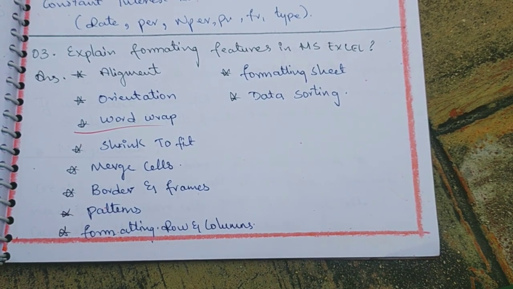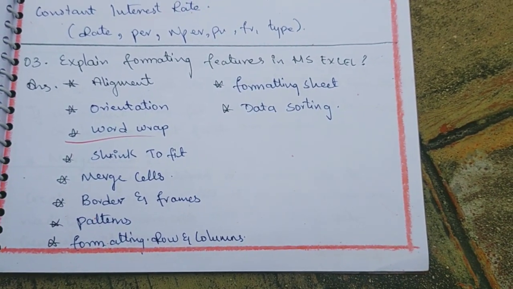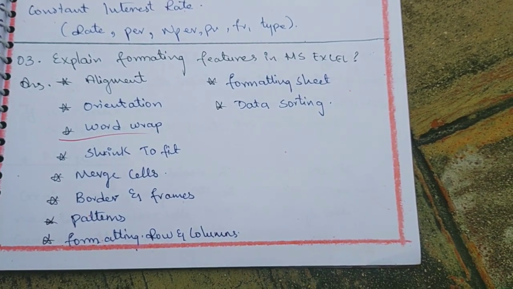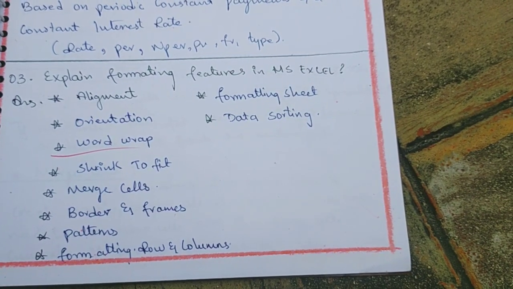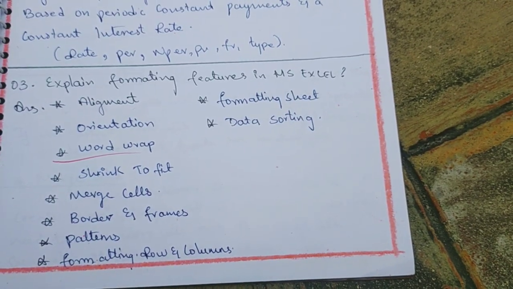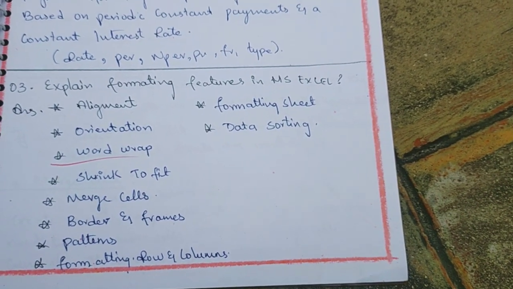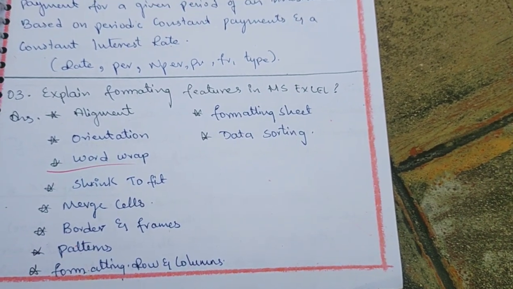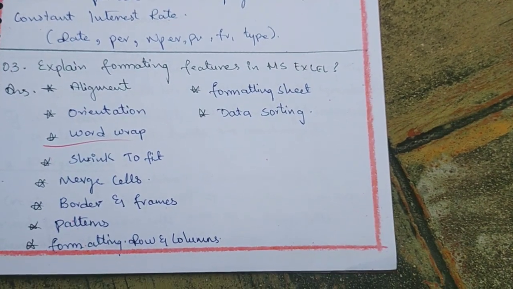As I said, these tools are in the menu bars. Excel also has formatting features like alignment, orientation, formatting the sheet, and date sorting. You cannot enter dates manually for 10,000 plus customers for a month. This date feature helps you enter the dates for a month. If you give a particular date function, it will automatically enter the dates for a month.